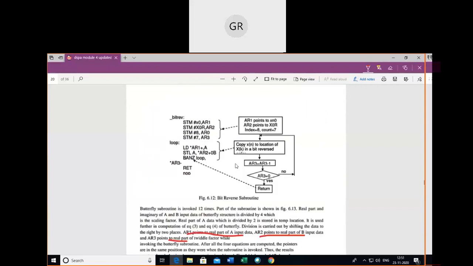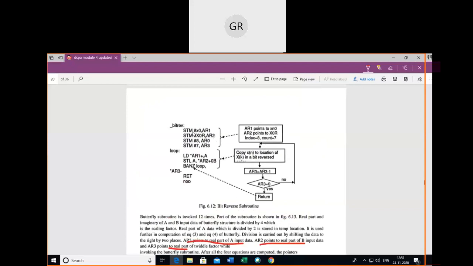Go through the instructions here. STM x0, AR1 means AR1 points to x of n0. Then STM x0r, the first output, means AR2 points to the output. AR2 points to output, AR1 points to input. Now you can store the index: STM 8, AR0.